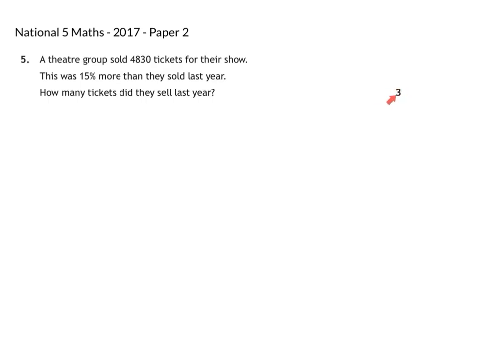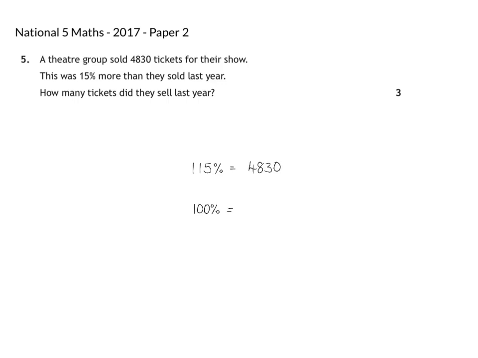For 3 marks, it's going to be more complicated than just finding 15% and taking it away. So we're aiming for 100% as our final answer because that's last year. So we need to start with this year's, and it's 15% more. So that tells us our 115%. And that's what the 4,830 is equal to. It's not equal to 100%, it's equal to 115. And we're working back to 100.